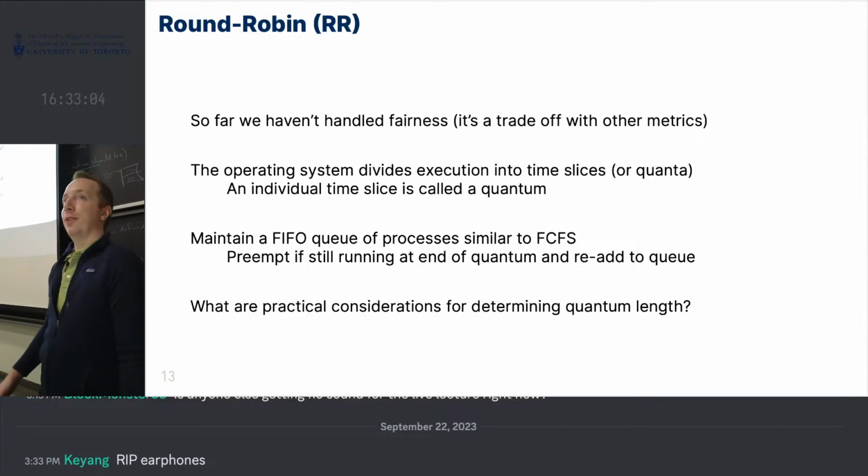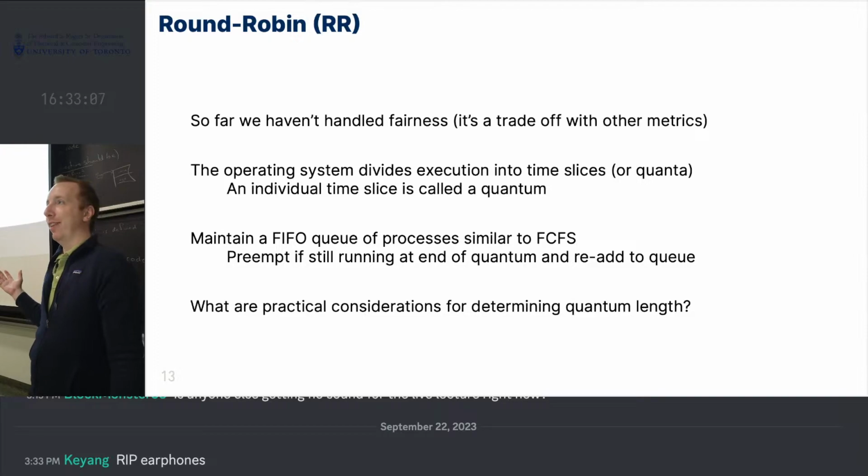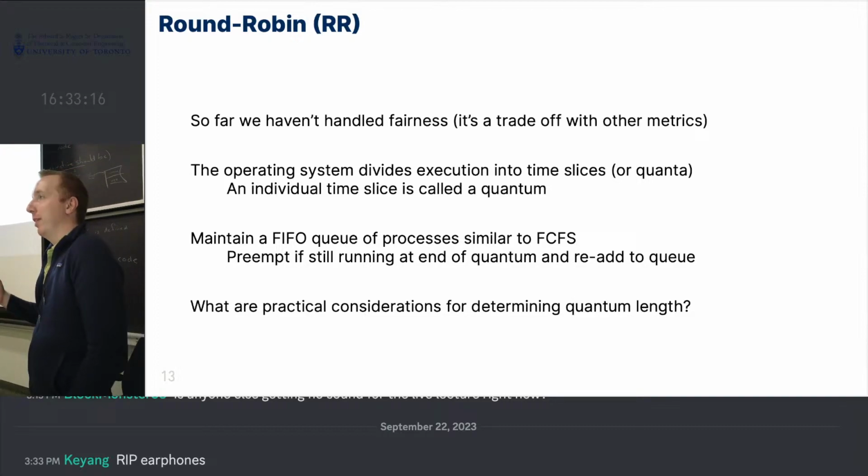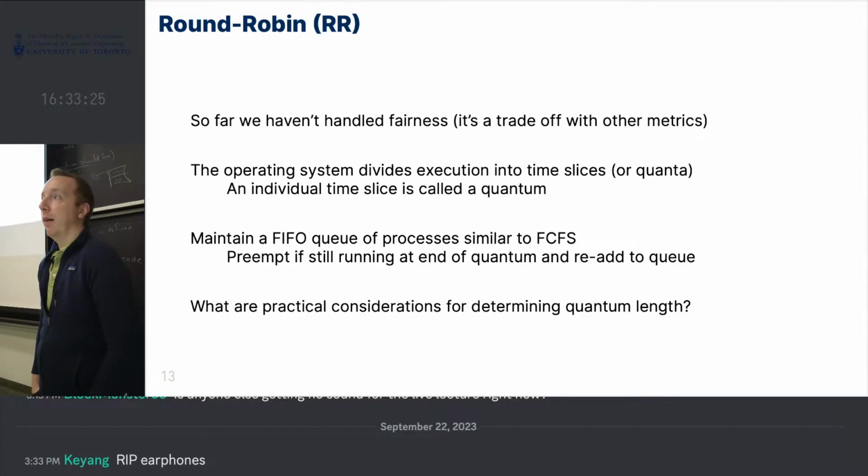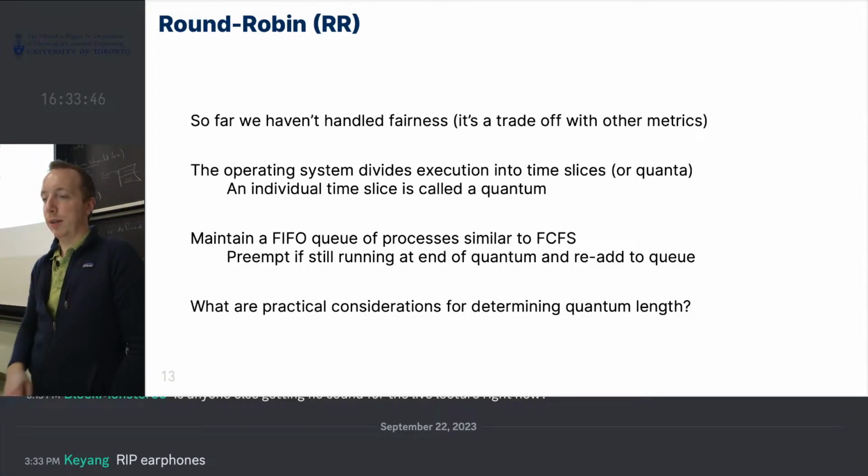The fair thing to do is probably what you did if you had siblings and there was some toy that you and your siblings wanted to play with: you probably did something like round robin. Your parents would say, hey, you each get 30 minutes with it, and then after your 30, it's the next 30, and you just go around in a circle like that. The operating system does the same thing. It divides execution into time slices. Sometimes literature wants to be fancy and call them quanta, and call the individual time slice a quantum. I'm not that fancy, but they use the terminology. We can say time slices if we want.